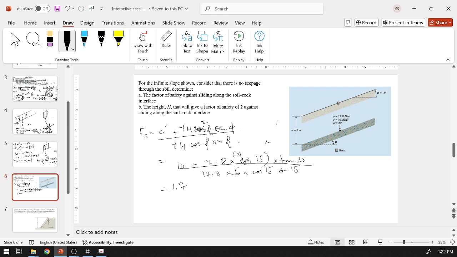1.7. One second, do it again. Plus 17.8 into 6 into cos of 15 into tan of 20, over 17.8 into 6 into cos of 15 into sine of 15. That is 1.78.